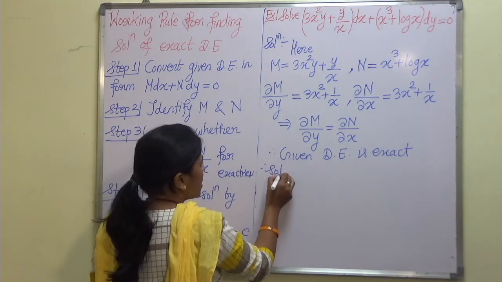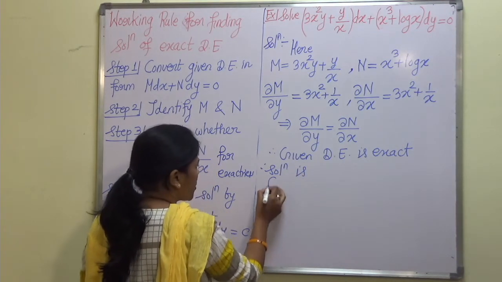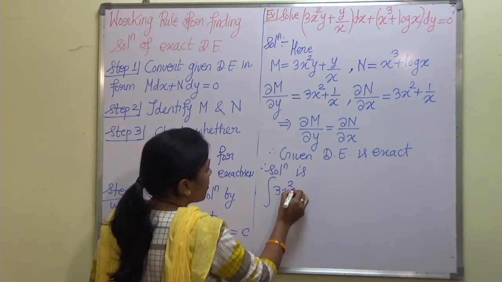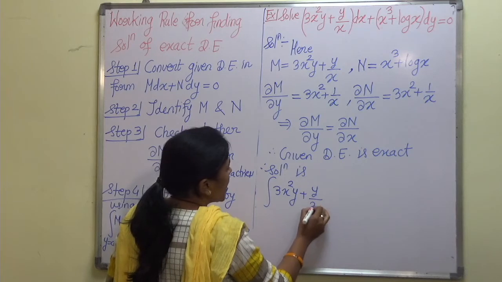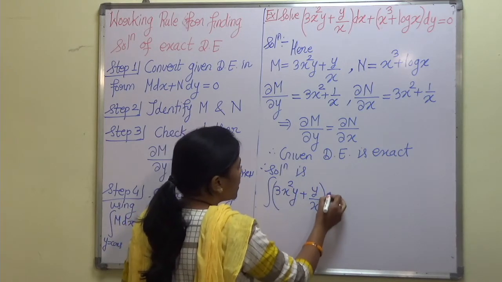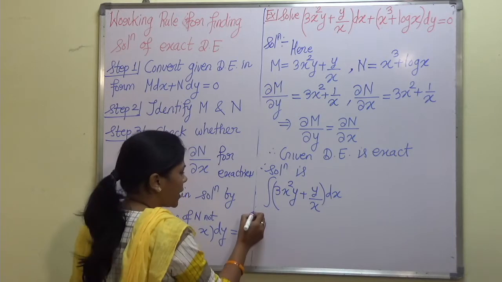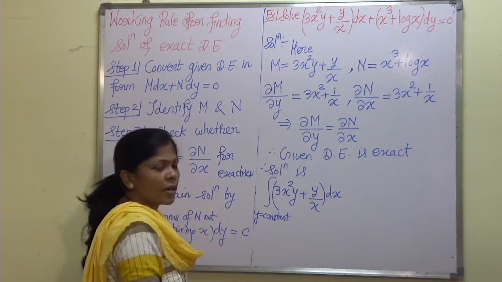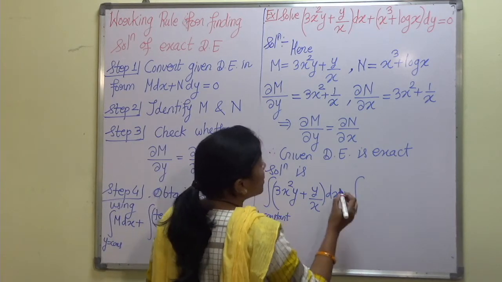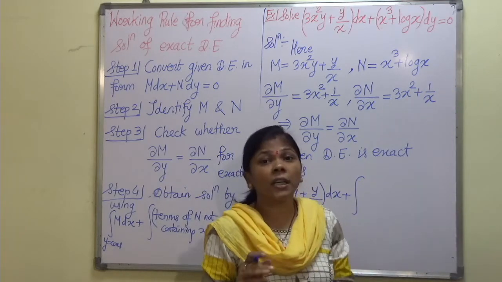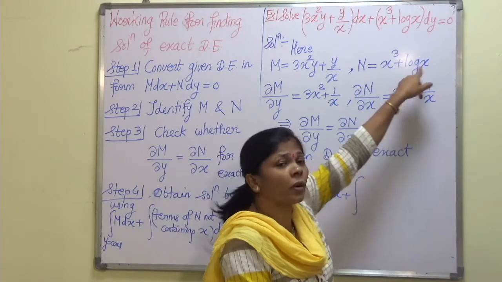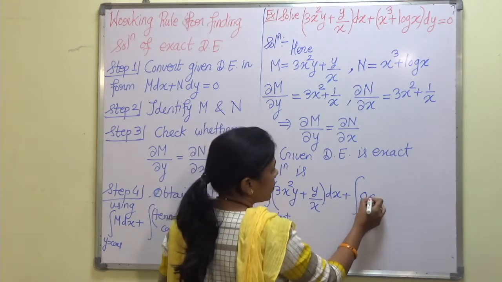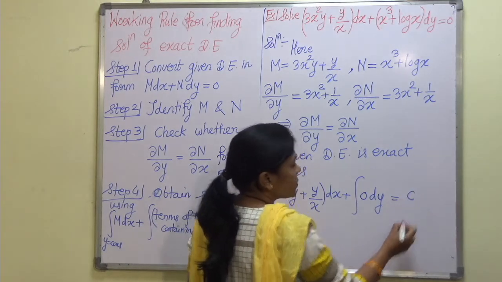Therefore, let us write the solution quickly. Integration of M. What is M? It is 3x square y plus y by x, and remember it is integrated with respect to x, so at that time y is constant. Plus identify the term of N which is not containing x. Is there any term of N not containing x? It is completely a function of x. So the integration of nothing, that is 0, is equal to c.